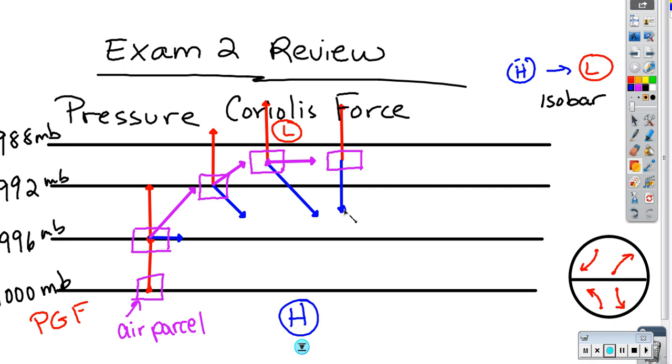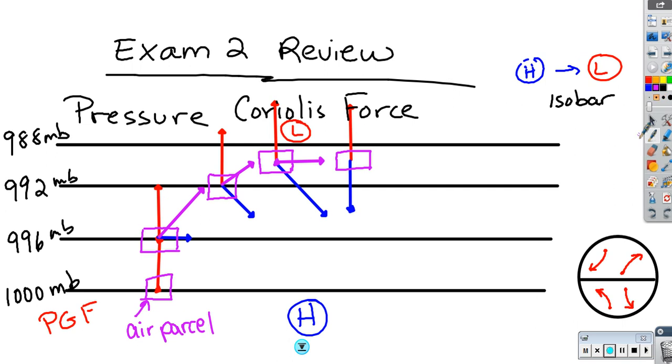And so now what we get is the parcel to just drift this way without any additional turning. And so we can show that. I'm going to put 2 strikes through these arrows. So this is the pressure gradient force, and this is the Coriolis force.